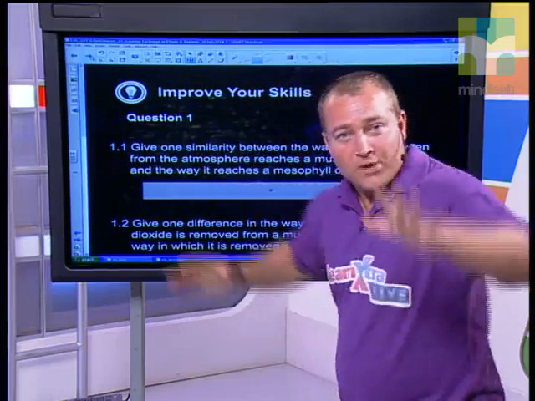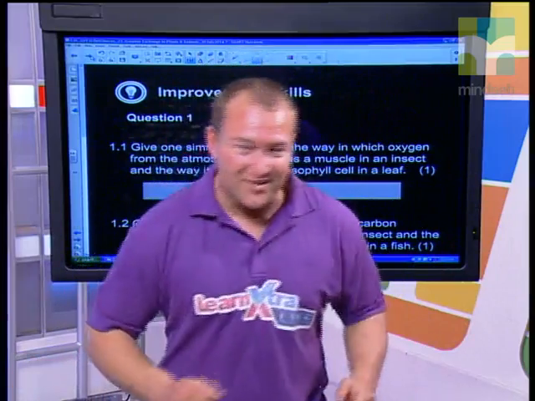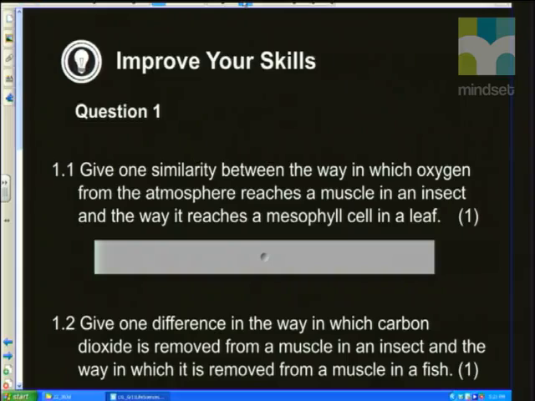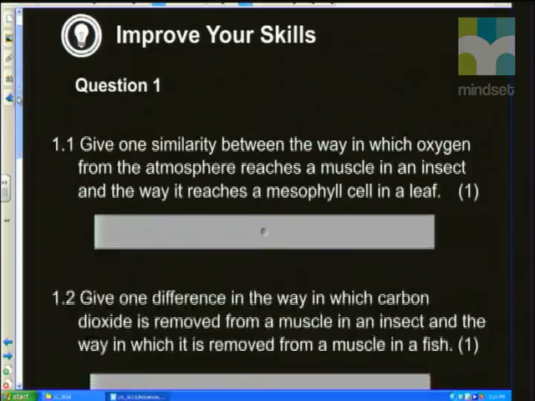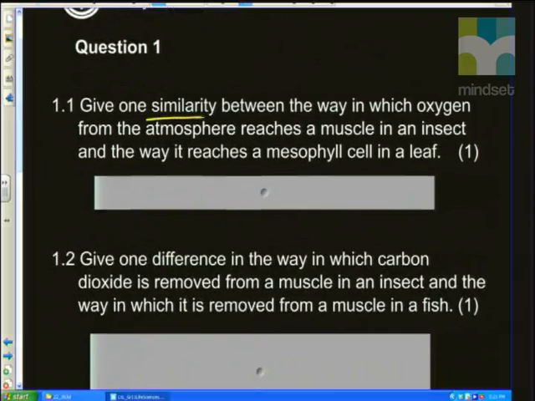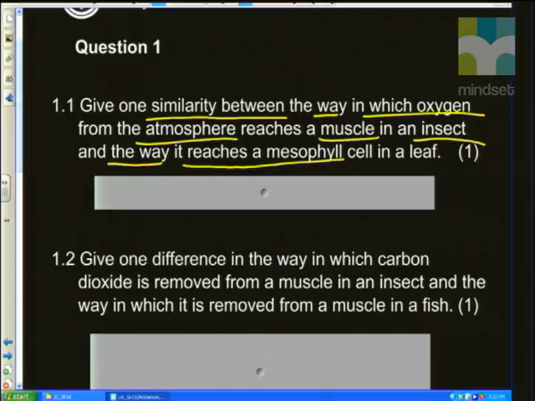Right. So, question time. Now, I haven't told you everything. We didn't go through the fish and all of that. But you can deal with it. We're always going to get there. Right. So, let's have a look at it. Start off with a pen, as always. Okay, here we go. Give one similarity between the way in which oxygen from the atmosphere reacts with a muscle in an insect and the way it reacts with a mesophyll cell in the leaf.